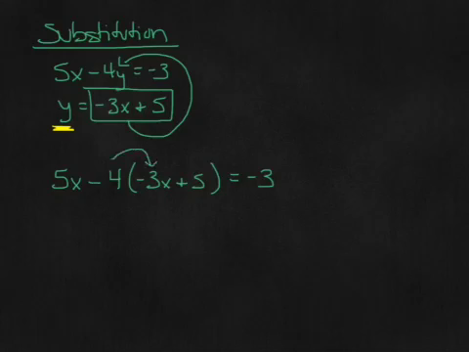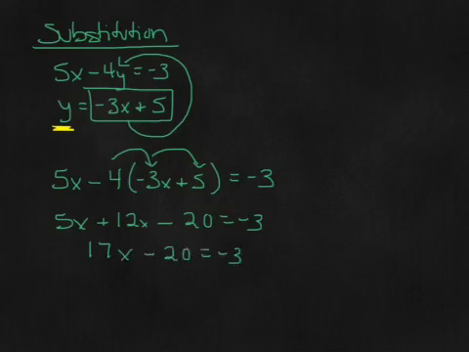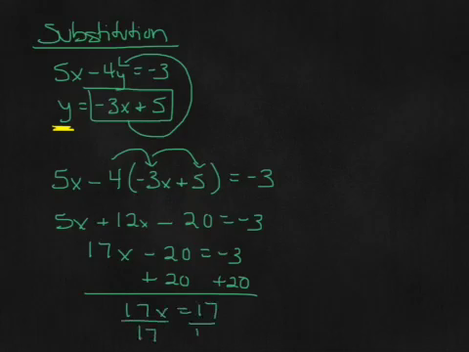First distribute. So 5x plus 12x minus 20 equals negative 3. Put the x's together. Add 20 to both sides. And so 17x equals 17. Divide by 17 on both sides. X equals 1. And that's great.